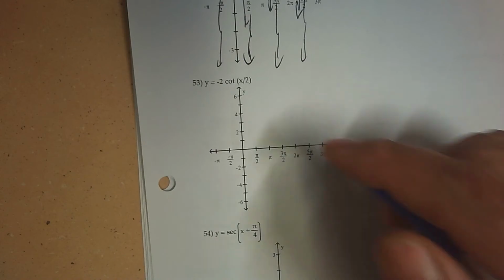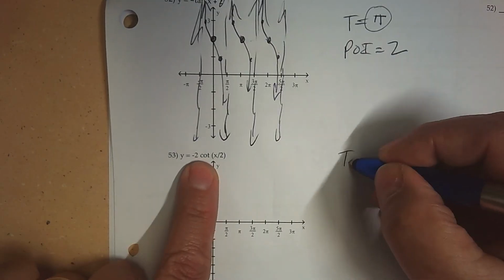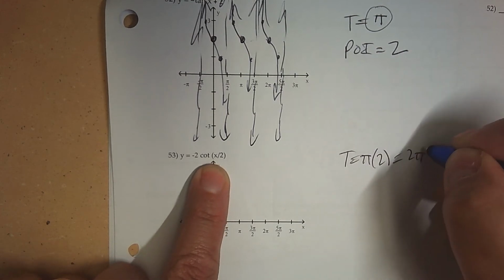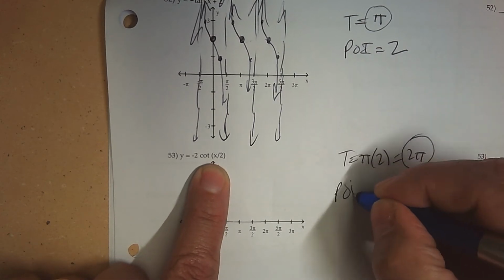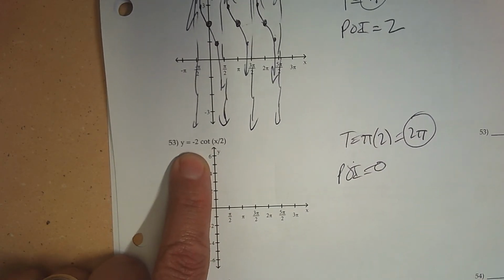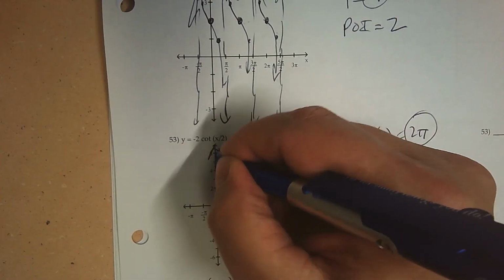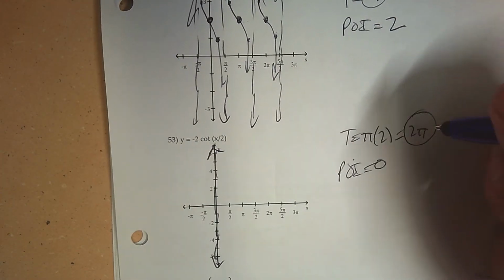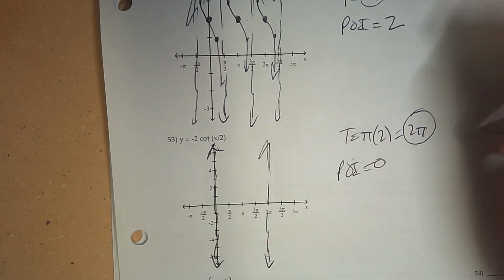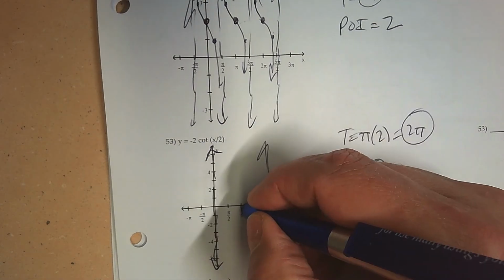53, can you graph cotangent? So the period would have been pi, but to undo what's inside, we're going to multiply times 2, so now it's 2 pi. The point of inflection stays at 0. And we have a negative 2, so that's going to change the direction a bit. So cotangent starts with an asymptote, and then at 2 pi is an asymptote. And then in the middle of that is our point of inflection, which is at 0.